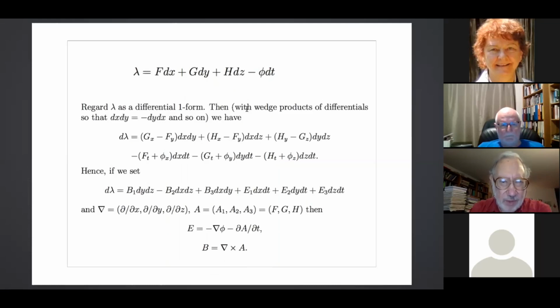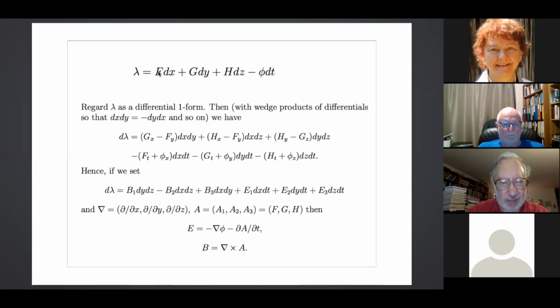Here's a differential one form. And I'm going to deal with these things by differentiating them in the nilpotent calculus, or the Grassmann algebra, so that dx dy is minus dy dx. And I'm going to differentiate this. This is the line element. This is a Hermann Weyl line element. And we're going to differentiate it.